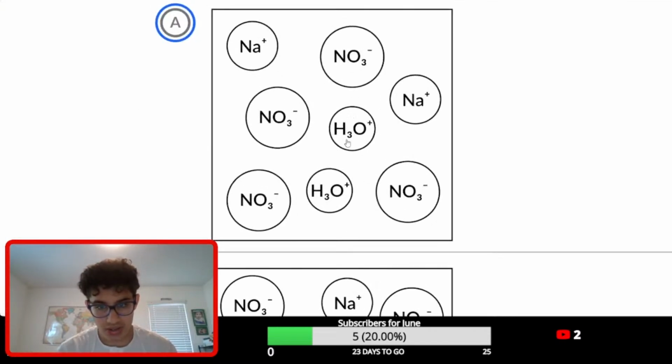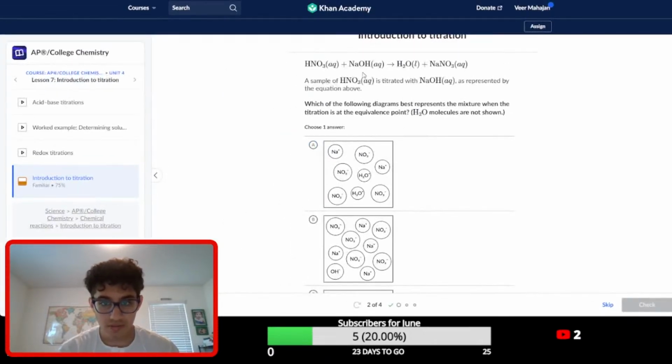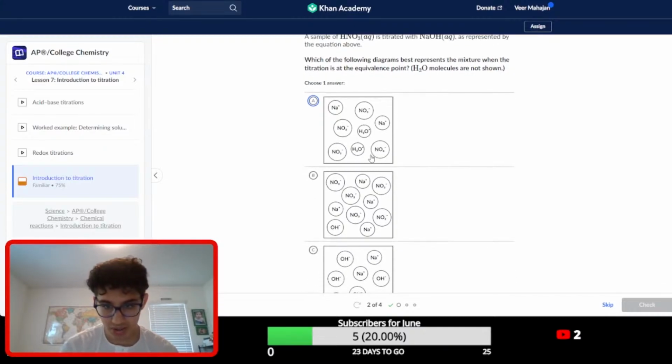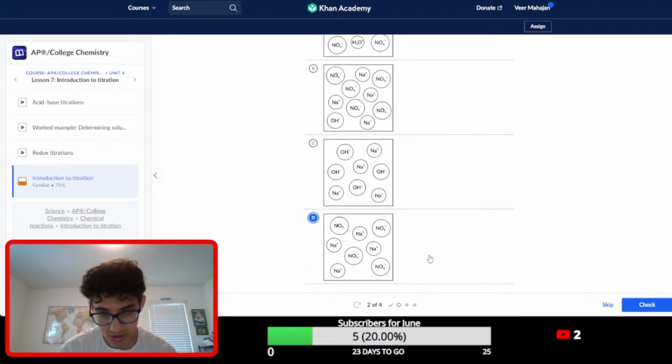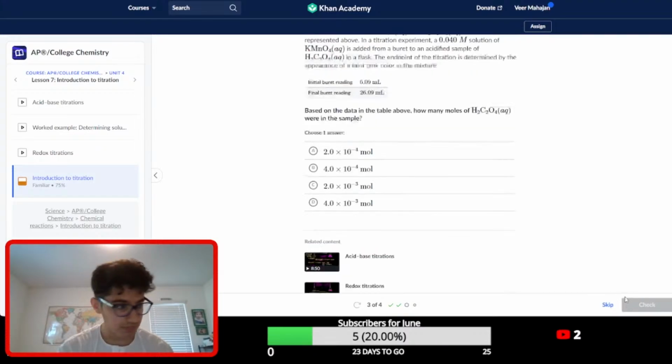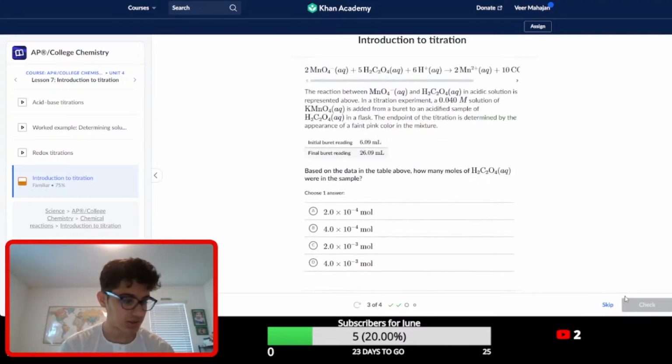Now this one. Okay, we already know that this is an acid, right? H3O. So if you're at your equivalence point, there won't be any acids or bases left. So that won't be there. This has an OH, which isn't supposed to be there. This has an OH as well. That's not supposed to be there. So it'll just be this. You just can't have any bases or acids there.